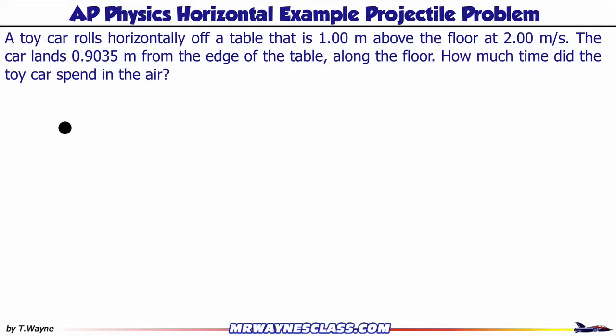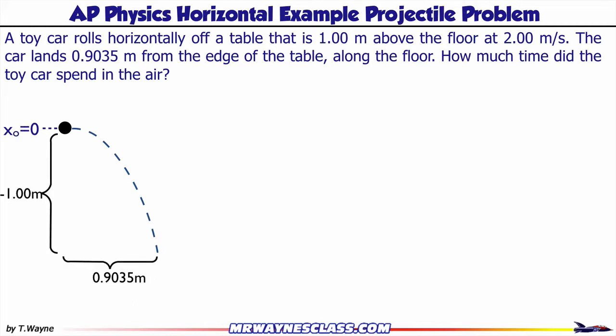So here's my toy car, nothing really elaborate, just a dot, and it's going to be traveling in this arc path motion. Wherever I start, I'm going to make that my initial position equal to 0. And it's going to fall down 1 meter, so I'm going to make that negative 1 meter, and over 0.9035 meters. And it's going off the table horizontally at 2 meters per second. And when it's off the table in the air, the only force acting on it is gravity, because we're always going to neglect air resistance. So I've got the force of gravity going down.